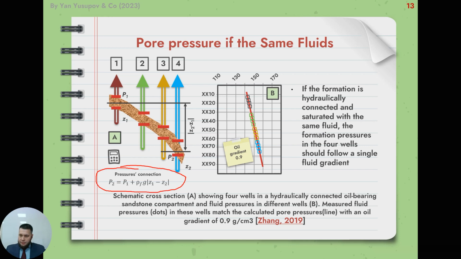Now please note the figure on the right part of the slide. It shows an example of calculating pore pressure in sandstone using this equation. When the pore pressure and fluid density in well number 1 are known, the pressures in the other wells 2, 3 and 4 can be calculated using this equation too. Okay.